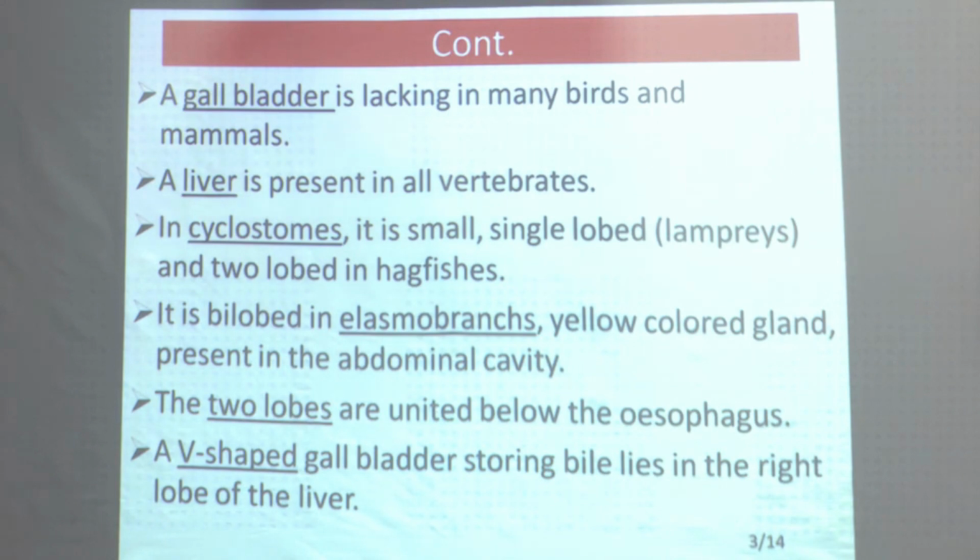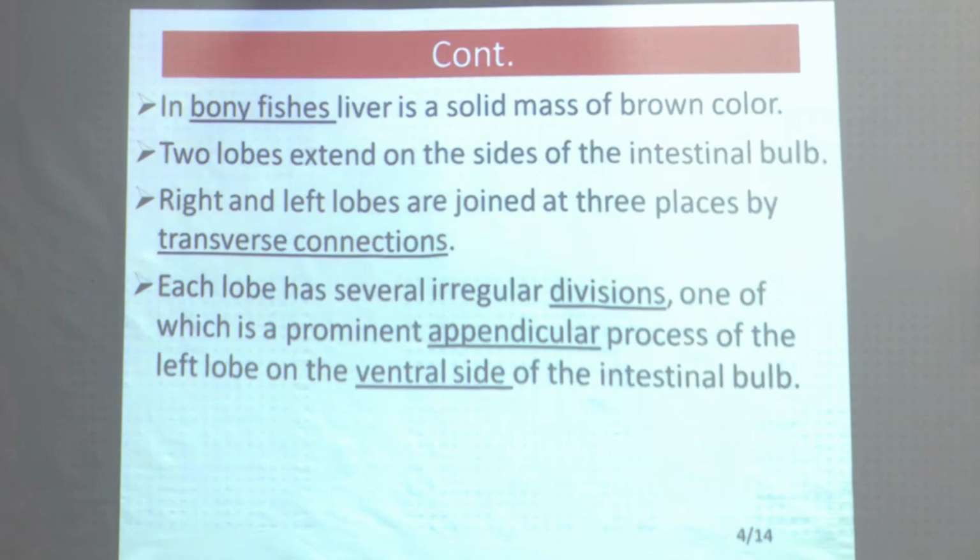It is bilobed in elasmobranch. The two lobes are united below in the esophagus, and a V-shaped gallbladder storing bile lies on the right side of the liver. This is all about elasmobranch. In case of bony fishes, the liver is a solid mass of brown color. The two lobes extend on the sides of the intestinal bulb. The right and left lobes are joined at three places by transverse connections. Each lobe has several irregular divisions, one of which is known as the prominent appendicular process of the left lobe on the ventral side of the intestinal bulb.